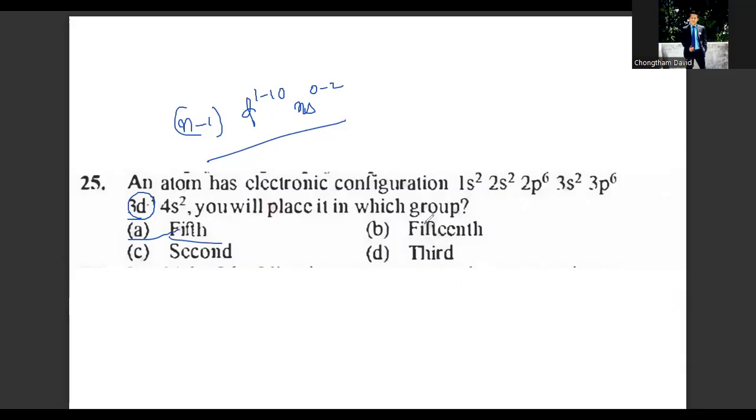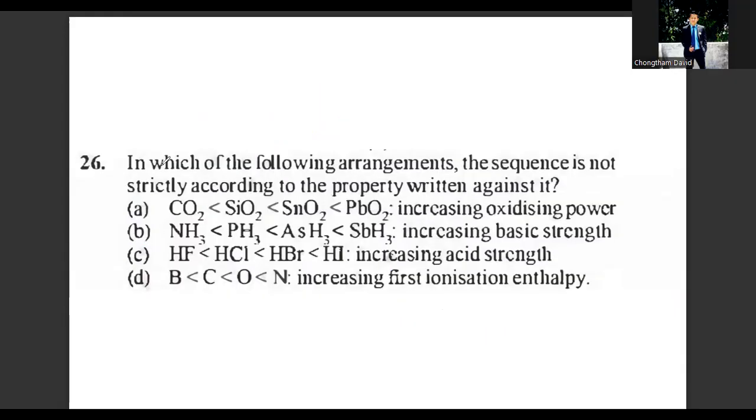So you can also generalize in this way. For d block elements, just count the penultimate d electrons and the valence electrons. You have 3d3, right? 4s2. So you just count the penultimate d and the valence electrons. This would add up to your group number. I hope this is clear. Let's read question number 26.